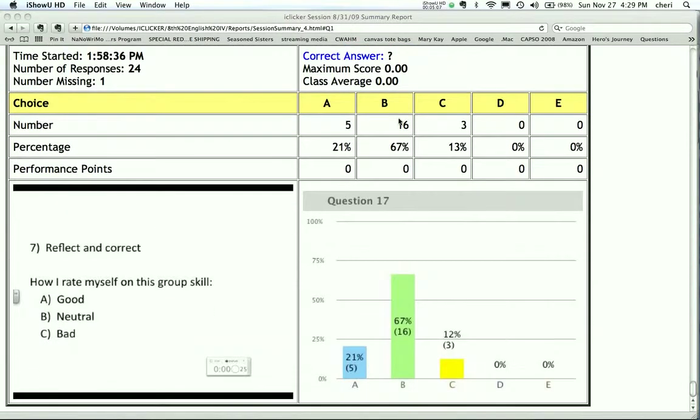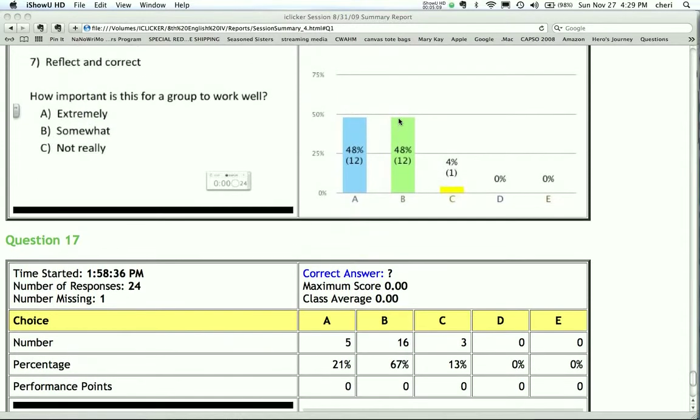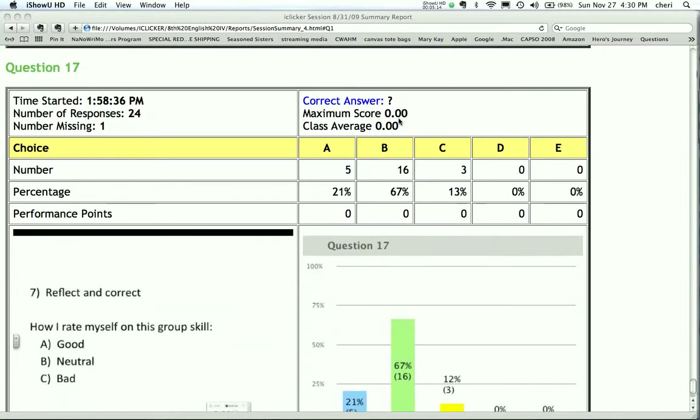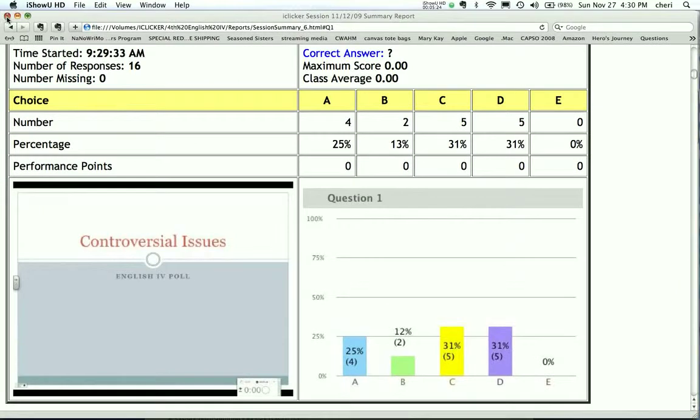Reflect and correct, and I always figure that this one, especially, they don't really know what it is, even when I try to explain it to them. But anyways, you can see it's a really quick way. We went through the questions, took 10-15 minutes, sparked some good discussion, and gave us some direction for some of the group skills that we were going to be working on together as a class.